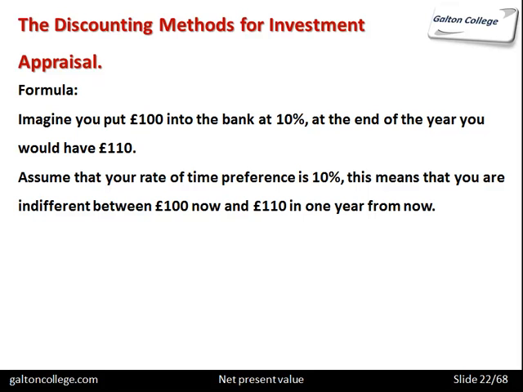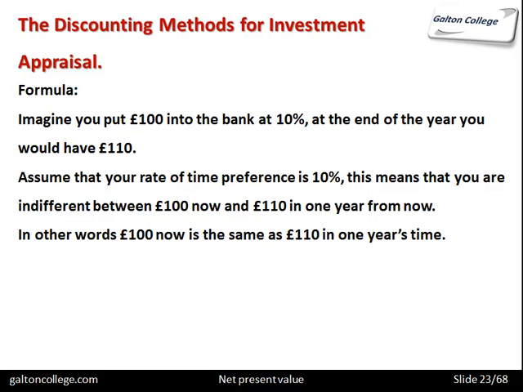Assume that your rate of time preference is 10%. So you need 10% to make you indifferent between receiving the money now or receiving it in a year. So you're indifferent between £100 now and £110 in a year. So that means your rate of time preference is 10%. That's what makes you indifferent. In other words, £100 now is the same as £110 in 1 year's time.